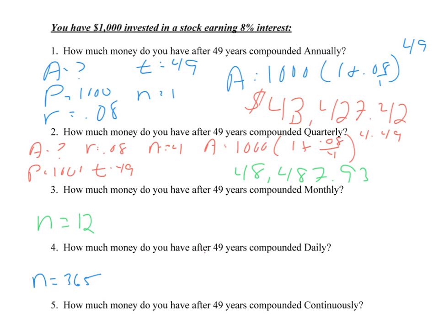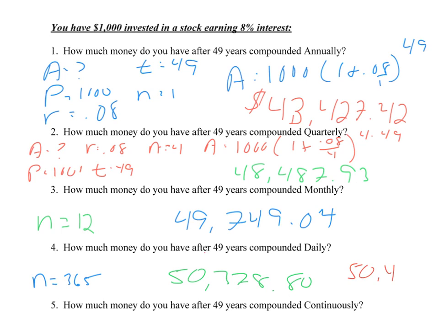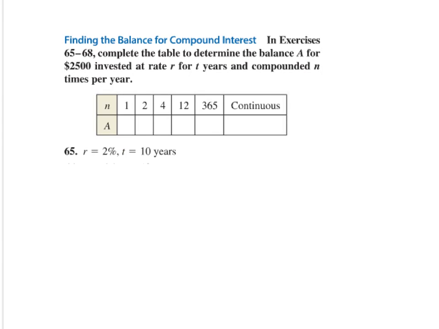Okay, for compounded monthly, you should have had $49,749.03. I'm sorry, 4 cents if I round correctly. For compounded daily, you should have had $50,378.80. And for compounded continuously, you should have had $50,400.44. All right.